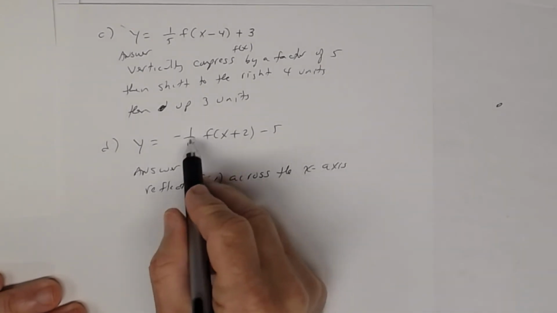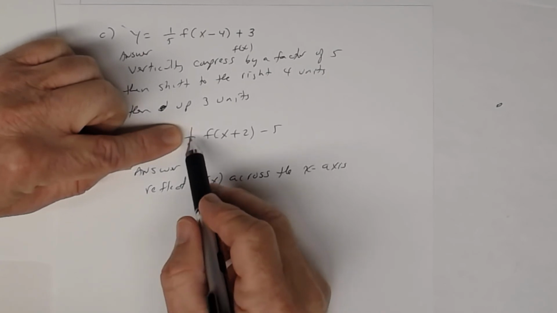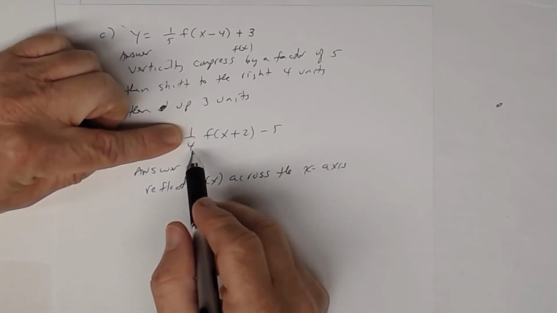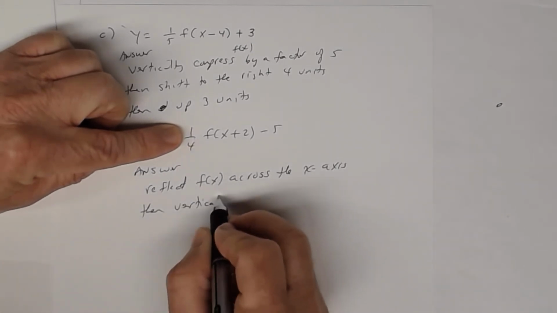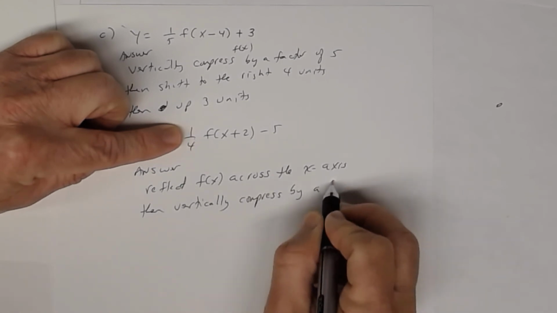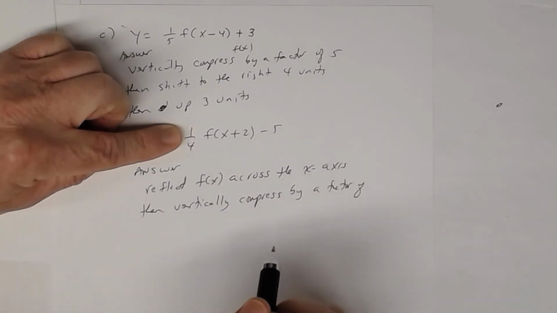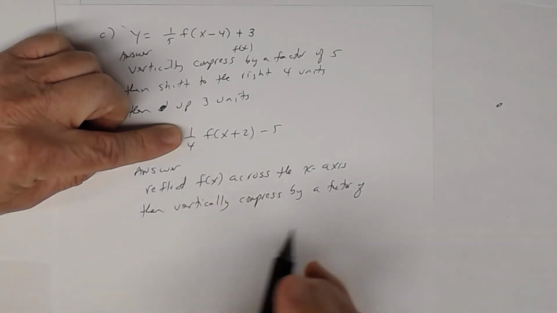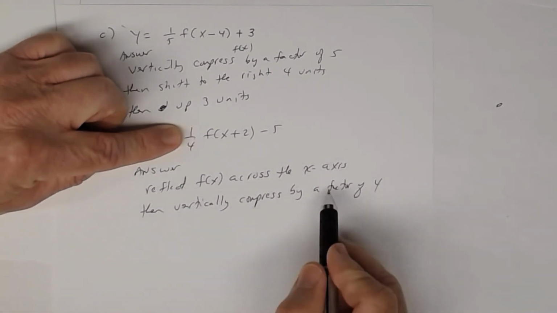Okay. Then cover that negative symbol and look at that 1/4. That's less than 1, so you know that's going to be a vertical compression. So you're going to say vertically compress by a factor of, and then take the reciprocal. The reciprocal of 1/4 is 4. So multiplying by 1/4 means the same thing as dividing by 4. Okay? So that's a more challenging one here. You've got to remember that.